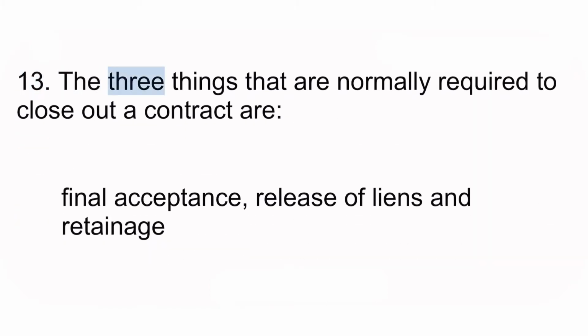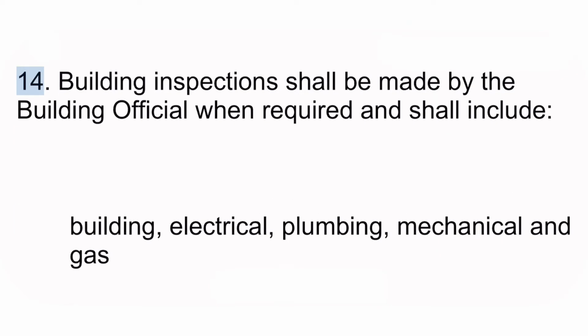13. The 3 things that are normally required to close out a contract are final acceptance, release of liens, and retainage. 14. Building inspections shall be made by the building official when required and shall include building, electrical, plumbing, mechanical, and gas.